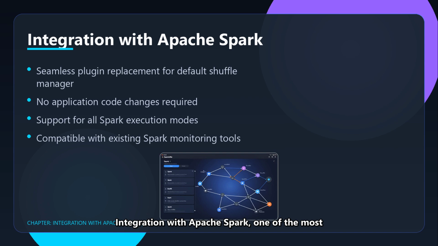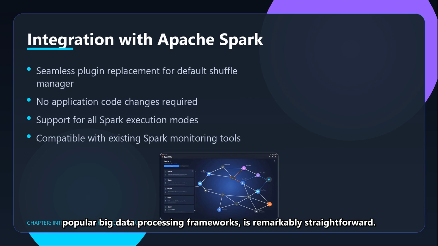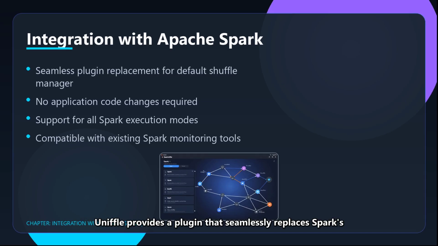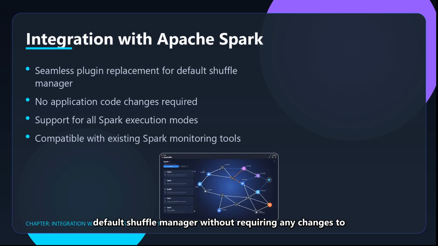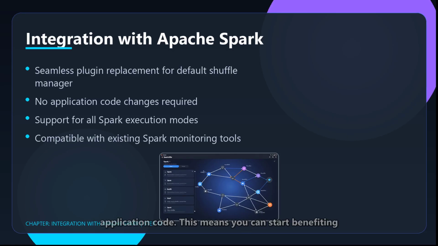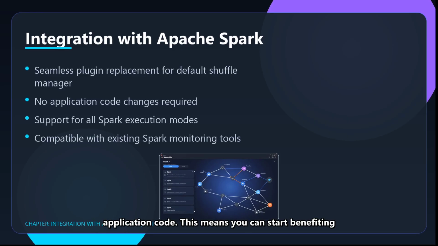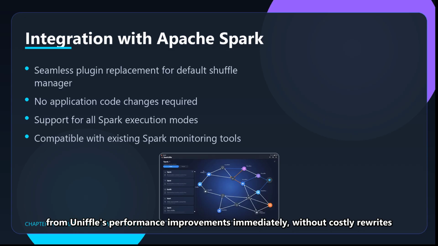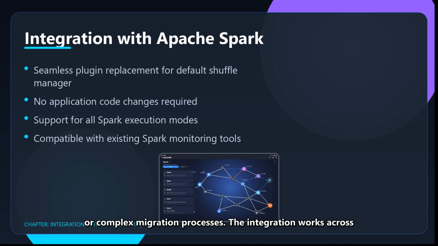Integration with Apache Spark, one of the most popular big data processing frameworks, is remarkably straightforward. Uniffle provides a plugin that seamlessly replaces Spark's default shuffle manager without requiring any changes to application code. This means you can start benefiting from Uniffle's performance improvements immediately, without costly rewrites or complex migration processes.